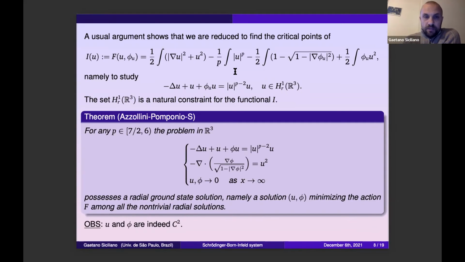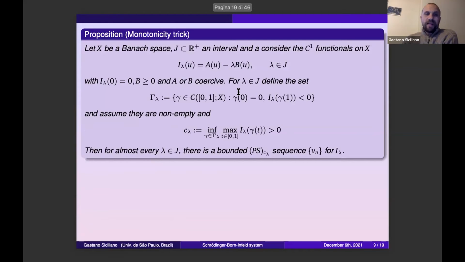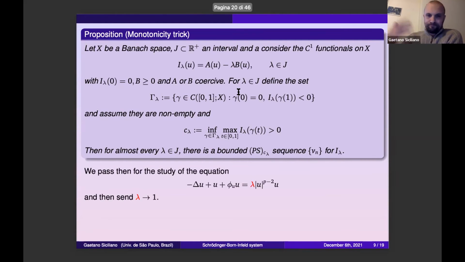Just to give the idea of the proof, I will not enter into details, but we use the monotonicity trick of Jeanjean. So we need to write a functional which depends on lambda, and then to show that there is a mountain pass structure in some sense, which does not depend on lambda. And the conclusion is that there is a bounded PS sequence for almost every value of lambda. And then we try to obtain a solution for our problem.